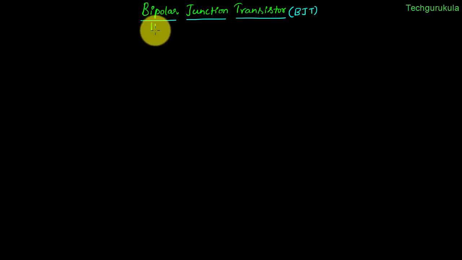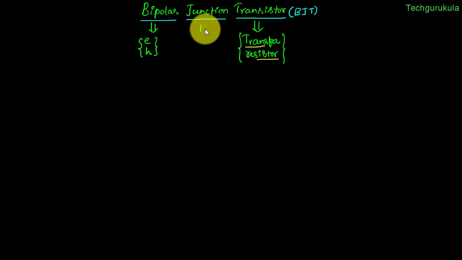It is a bipolar device because both polarities of mobile charge carriers, electrons and holes, participate in the conduction process. The name transistor comes from transfer resistor, and BJT is a bijunction device. So we have two PN junctions.